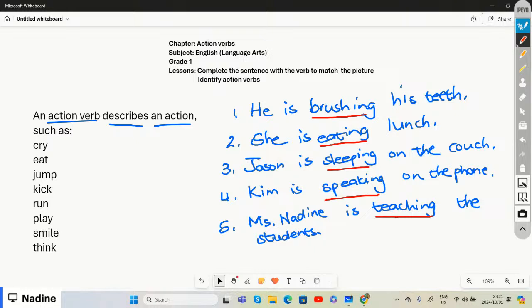Yes, sleeping is the action verb over there. So well done. So sleeping is your action verb. All right, so these are but a few examples of our action verbs.